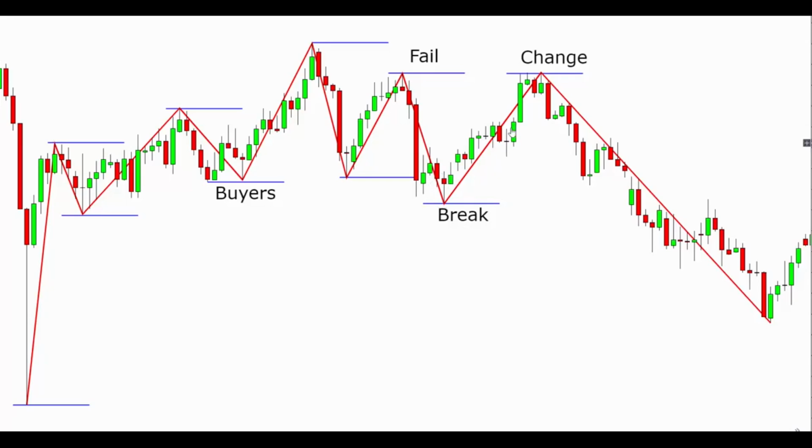Buyers then proceed to make another attempt to prove their ground, but they end up failing again at the same spot they failed the first time. At this point, most of the market realizes that sellers will command price and that the uptrend has come to an end.